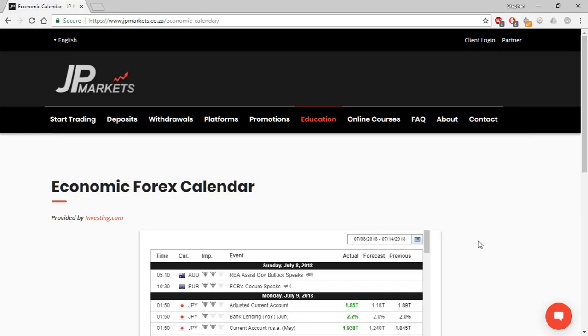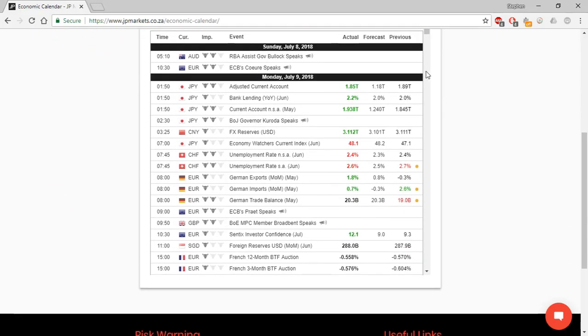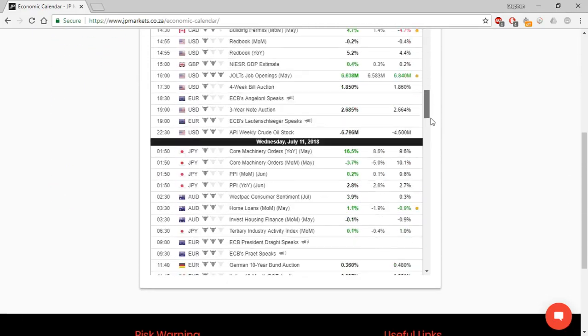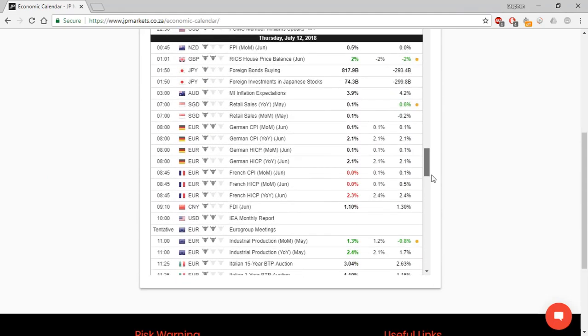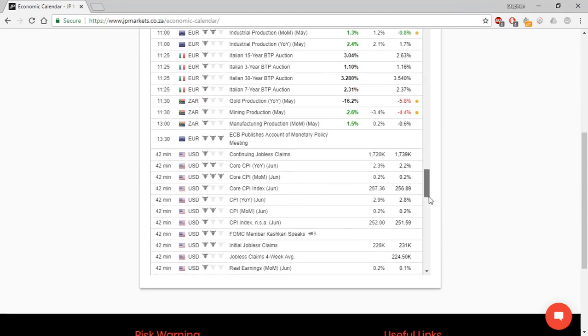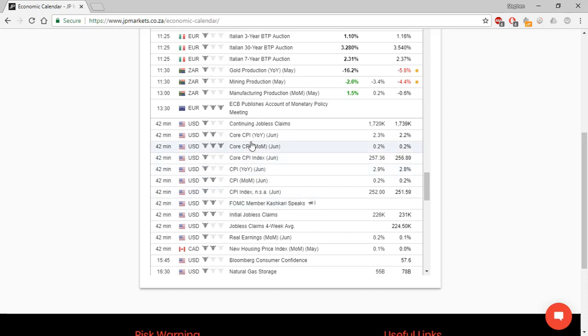We can go ahead and let this load up, and then we scroll down and have a look at what is coming up. Okay, here we go. Thursday, July 12th. Now we're looking for US dollar. Okay, so we have some news coming out in 42 minutes, the core CPI, and this one is very important.